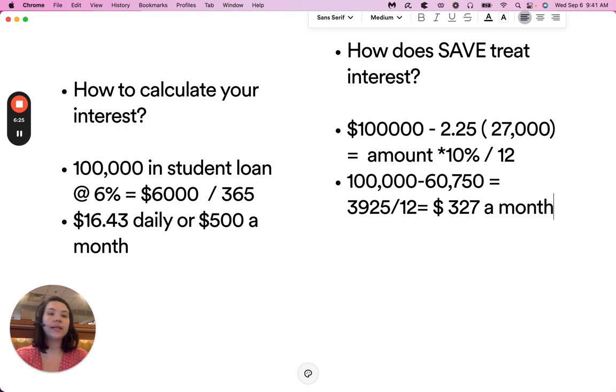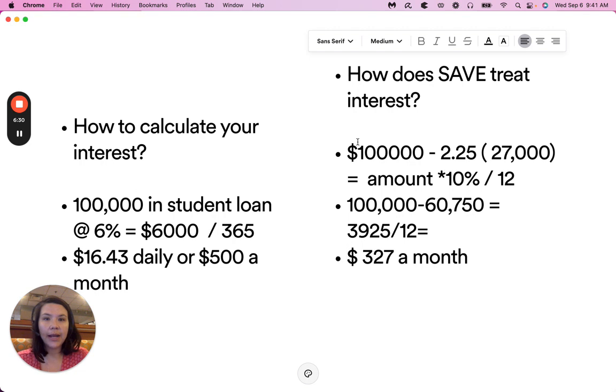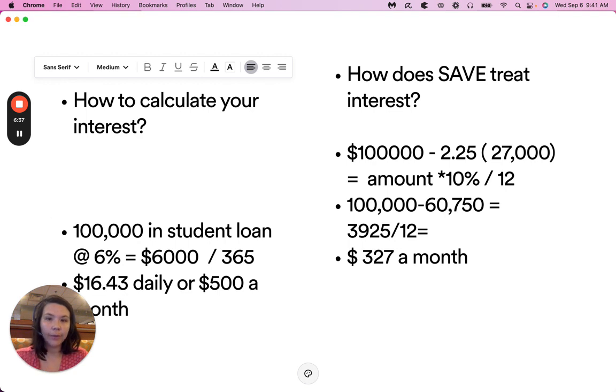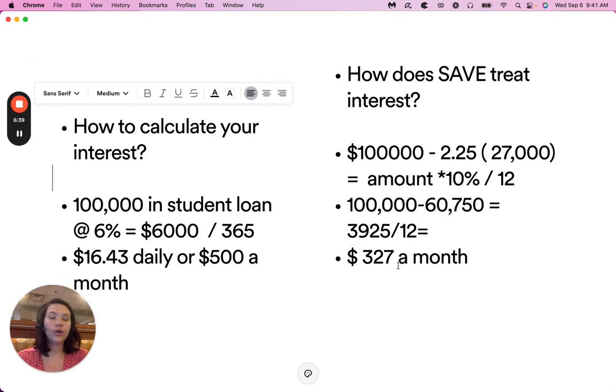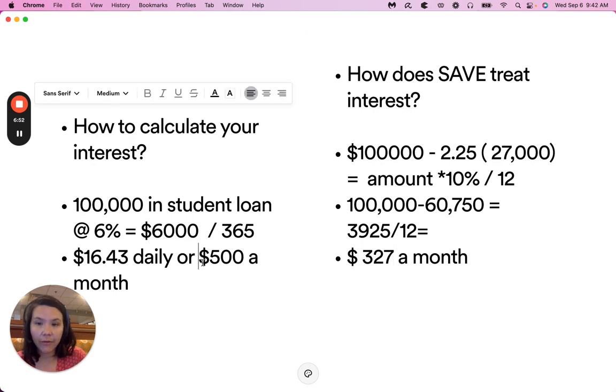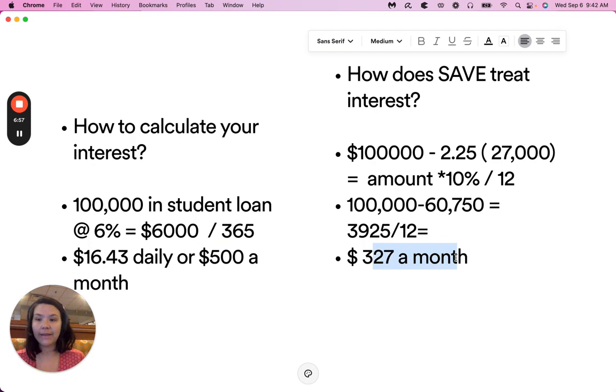I wanted to show this example because, despite having a pretty high income, $100,000 of earnings qualifies me to make a lower payment than the amount of accumulating interest on my student loan. I have $500 of accumulating interest, but my payment's only $327 a month.